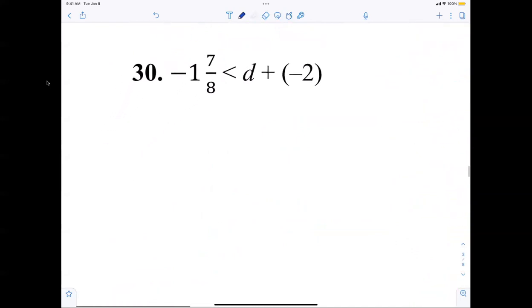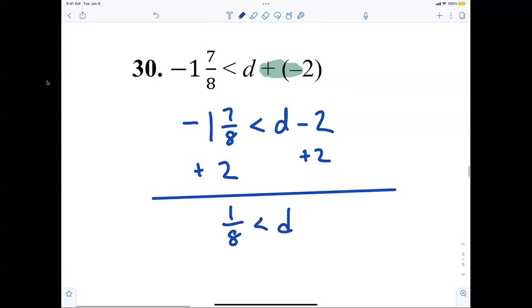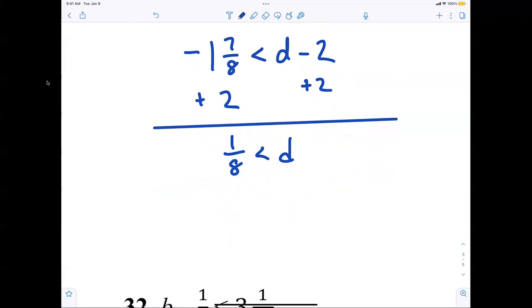So what do I want you to do with this right here first? Make it a negative. Yeah, so everybody rewrite that. So you do +2. Now, come on, you don't need a calculator. Nobody needs a calculator for this. So it would be 2 minus 1 7/8. So 2 minus 1 is 1, and then 1 minus 7/8 is just 1/8, right? So it'd be 1/8 is less than D.